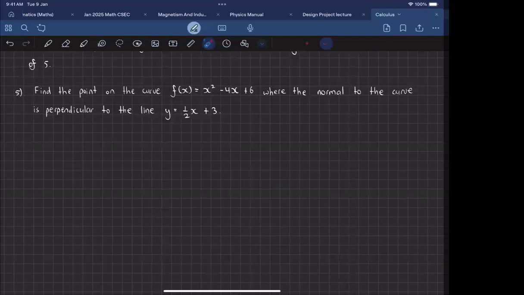Tell me. So find the points on the curve. Normal. So that again, you're confident, right? Normal, right? Mm-hmm. Because you're not seeing tangent anywhere. No. And they're asking you to find the point on the curve where the normal is perpendicular to the line y is equal to half x plus 3.